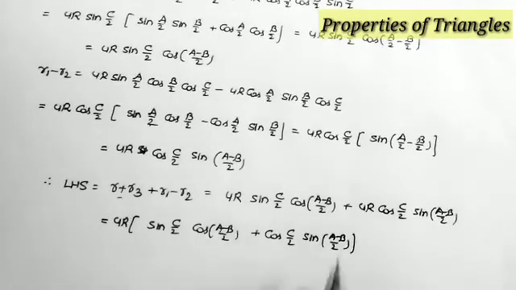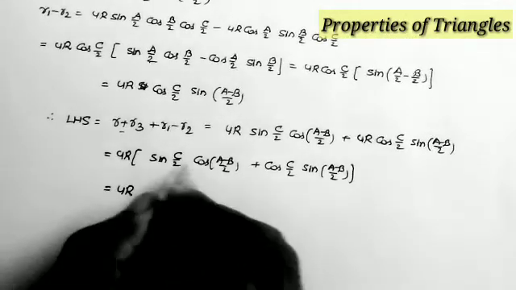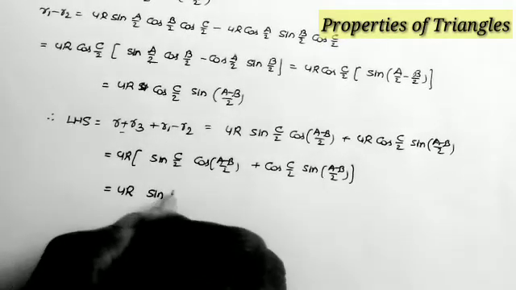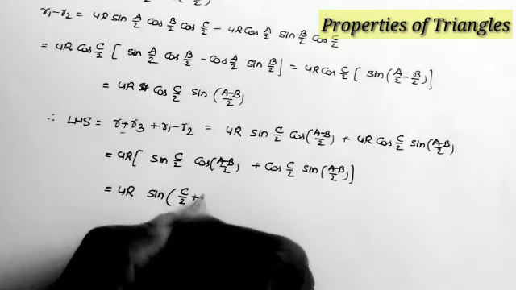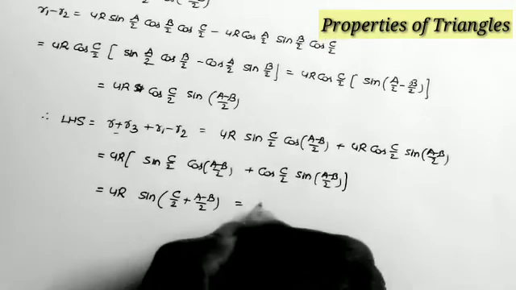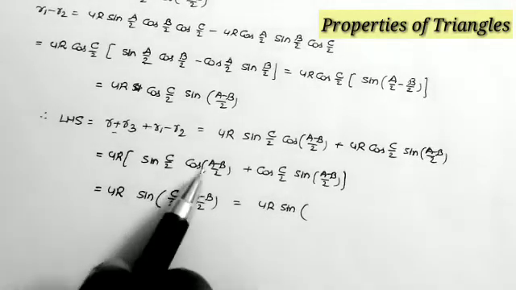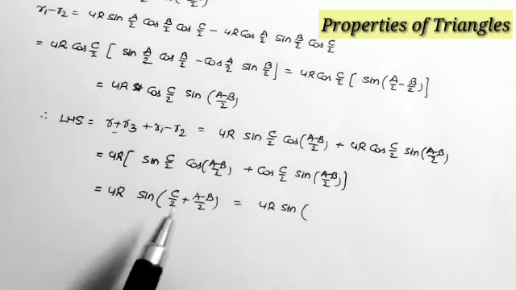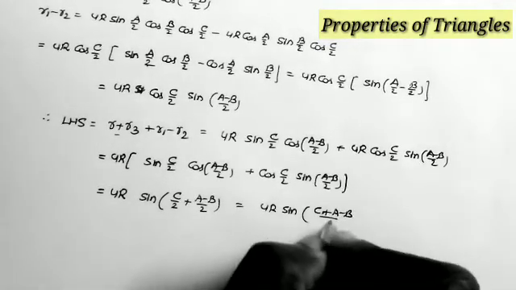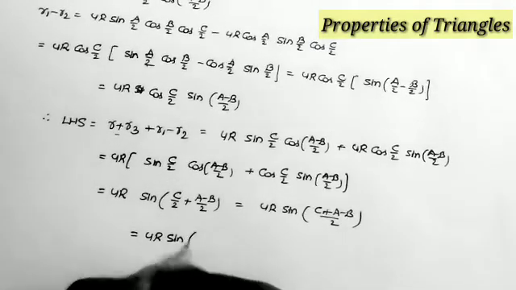Okay. Now see here, again this is in the form of sin A cos B plus cos A sin B. What is the sin A cos B plus cos A sin B formula? Sin of A plus B. That is sin of C by 2 plus A minus B by 2. That is 4R sin, doing the LCM. Sin A cos B plus cos A sin B, sin of A plus B. Now doing the LCM, C plus A minus B by 2. Okay. And this is equal to 4R sin.